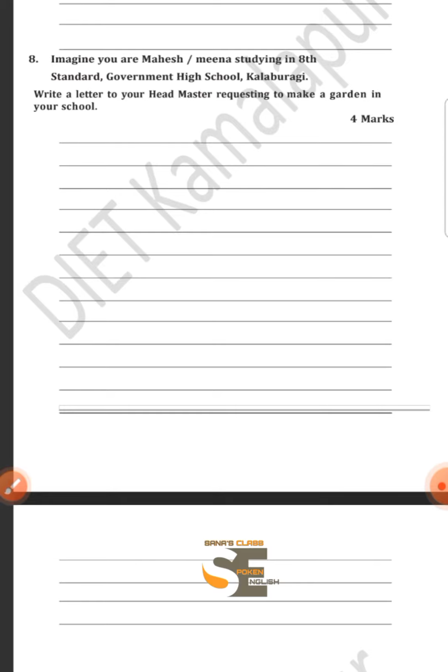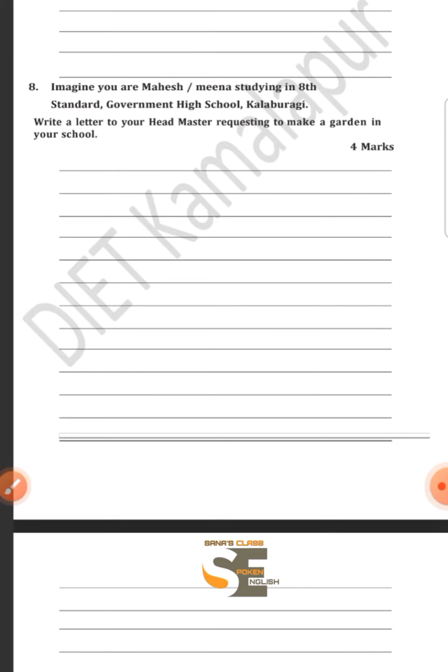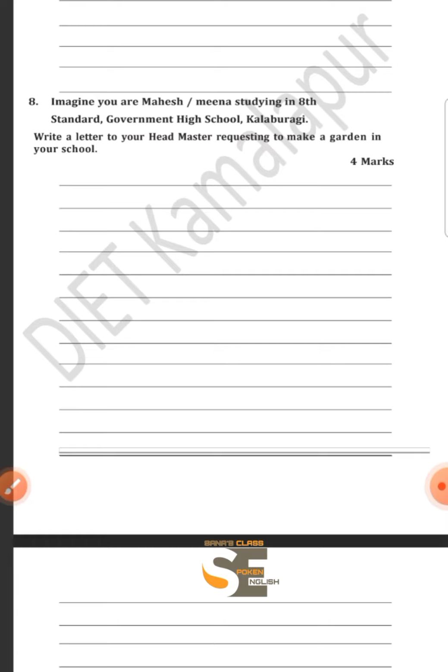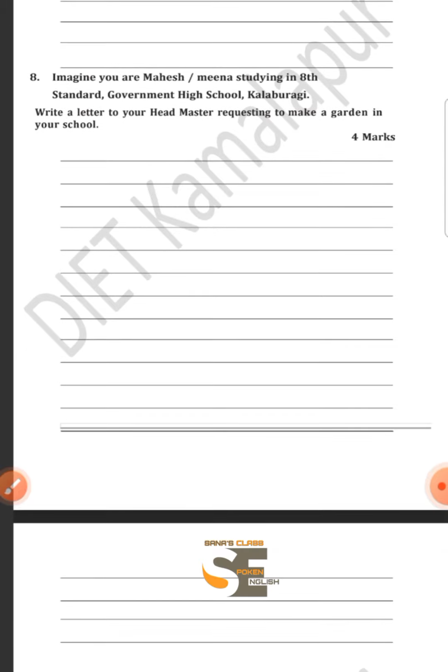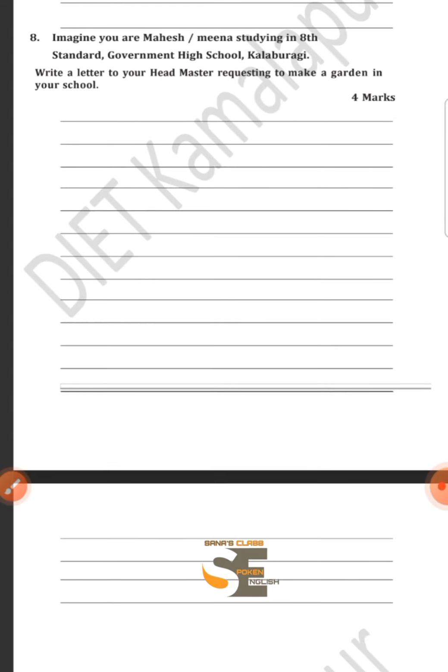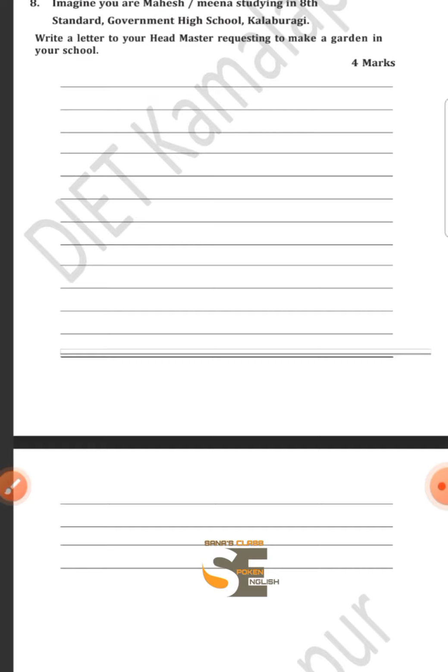If you're a boy, you should write the address like this. Mahesh, 8th standard, Government High School, Kalaburgi. And then leave one line, and in the next line you write the date, 27th March 2023. Okay, and then leave one line and go for the next line and write the headmaster to whom you're writing the letter, that you should mention here. The headmaster, Government High School, Kalaburgi.